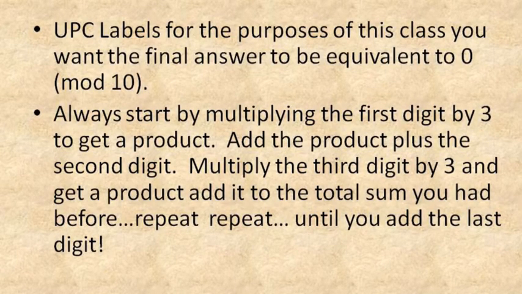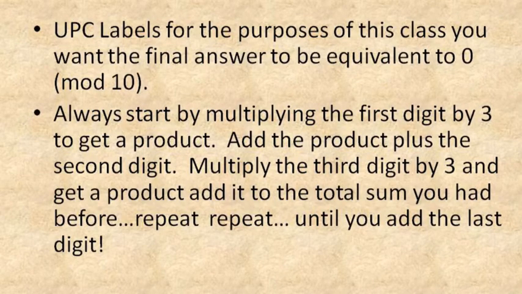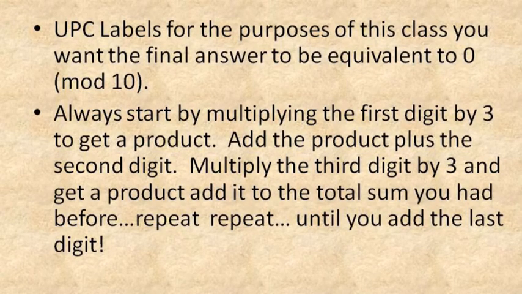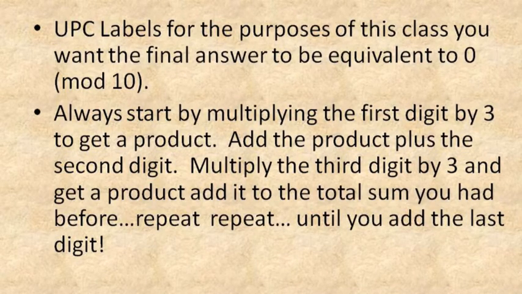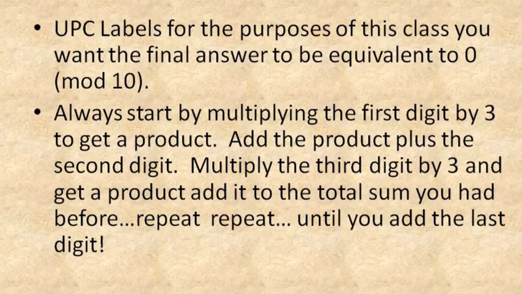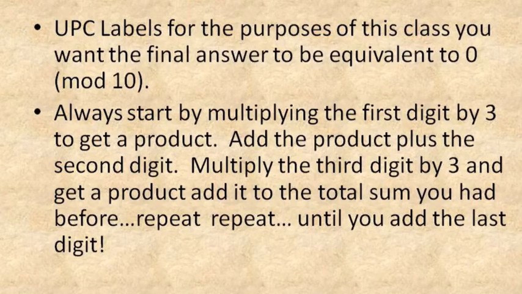Always start by multiplying the first digit by 3 to get a product. Add the product plus the second digit. Multiply the third digit by 3 and get another product, and then add it to the previous 2 that you had already found. You repeat and you repeat until you come all the way across and you add the last digit. Your answer should be a 0 mod 10 number if the UPC label is valid.